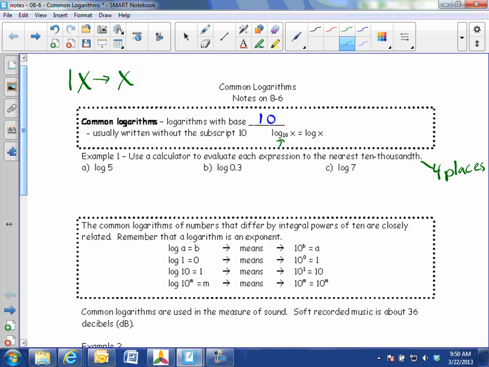All right, Taylor, where's your calculator? What do I type in? Log 5? Hey, is this right? Yes. 0.6. I'm the smartest man alive. All right.